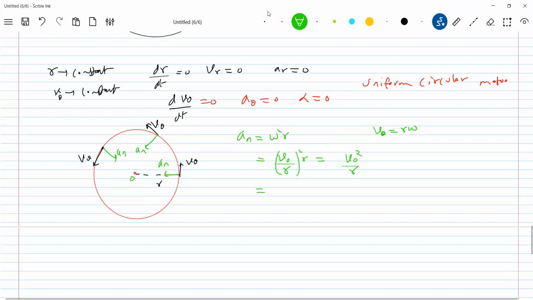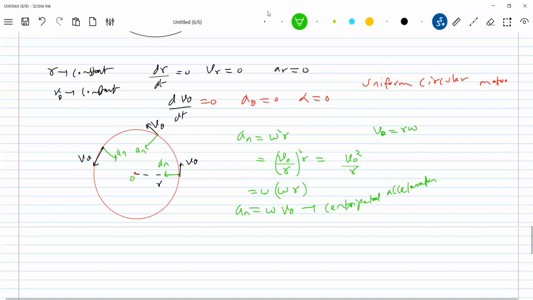You can also write it as omega r into omega. So what is omega r? It will be V theta. So this is called the centripetal acceleration. I think you are very familiar with this. Rather than radial acceleration, it is better to call it centripetal acceleration. Okay, this is the condition of uniform circular motion.